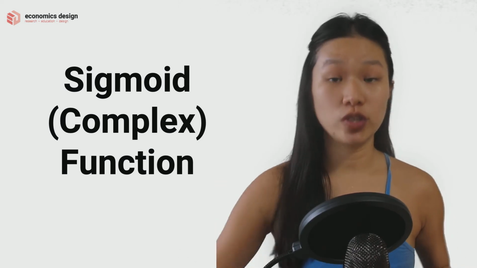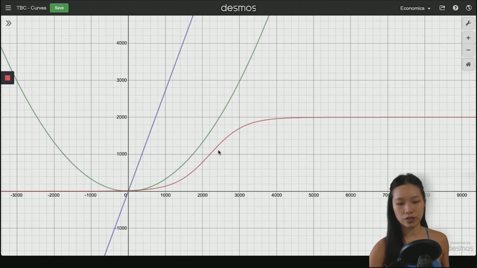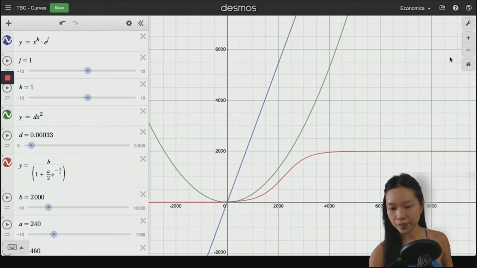So now let's move on to the different curves available. What I've done is to draw out the three different kinds of curves. We have the linear curve, which is the purple line that you see over here.